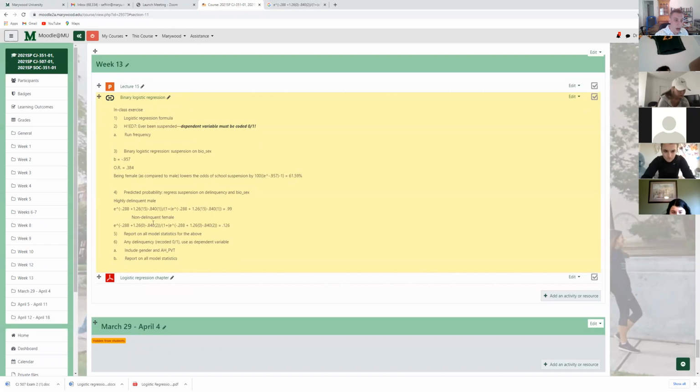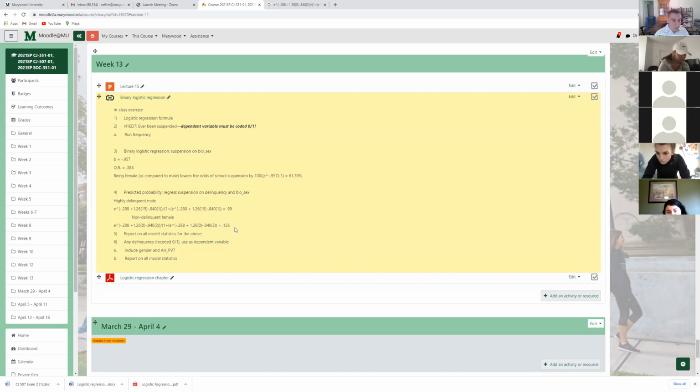Okay, and so this is going to lower the odds even more because someone is female. So it's going to multiply by 2. You repeat all that, and so the probability of a non-delinquent female being suspended from school is only 0.126 out of a max score of 1. That's a considerably lower probability for a person with this statistical profile, female non-delinquent, of being suspended from school, which makes complete sense.